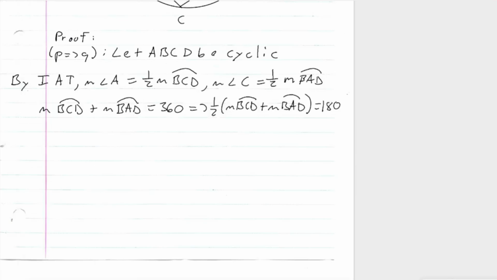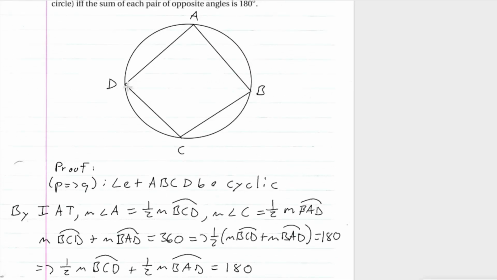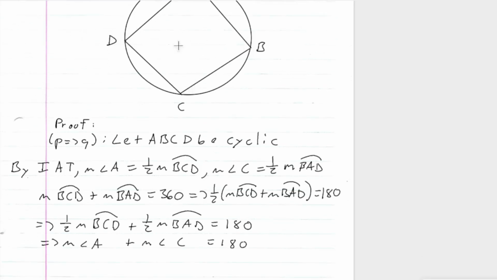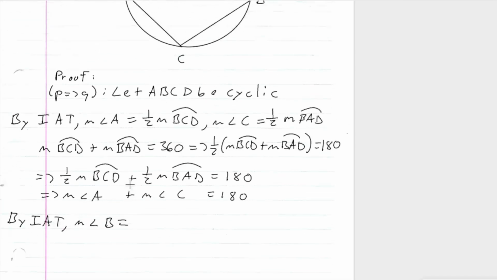And of course, that gives us 1/2 the measure of BCD plus 1/2 the measure of BAD is equal to 180, and BCD plus BAD is just the measure of angle A plus the measure of angle C is equal to 180. And you can use a similar argument to show that angle B and angle D, their sum is 180.